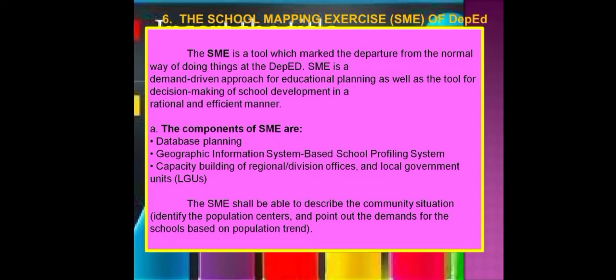The components of school mapping exercise are database planning, graphic information system-based school profiling system. Last is the capacity building of regional division office and local government units or LGUs. The SME shall be able to describe the community situation or identify the population centers and point out the demands for the schools based on population trend.